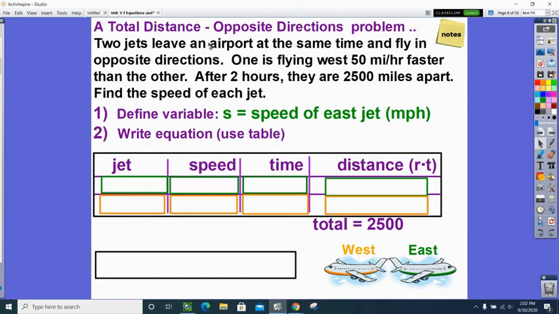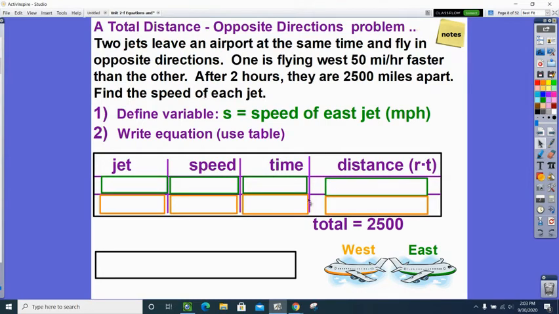Now imagine if you could, after 2 hours, you take a picture and see how far apart they are. And at that point in time, they're 2,500 miles apart. The question is, find the speed of each jet. Now I need two answers here. You have to pick one, and there's no wrong choice. You could pick, I'm going to let S be the speed of the east. You could have let S be the speed of the west. But at the end, you're going to have to come back and remember you need both of them.